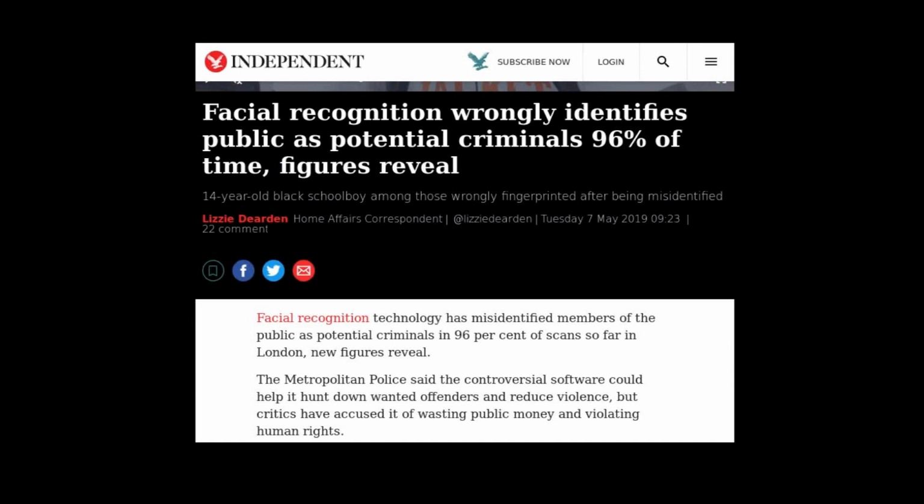And as you can see from the headline there, a 14-year-old black schoolboy was among those wrongly fingerprinted after being misidentified. One of the problems we have with facial recognition is that it's trained on white male faces generally, and so it has a very high failure rate on women and people of color when deployed out into the field. I'll notice all 3 of these are sharing some common characteristics. One of them is that the sample is not necessarily representative of the population where we're deploying the actual machine learning application. And this starts to show up, so we fail in that particular environment.